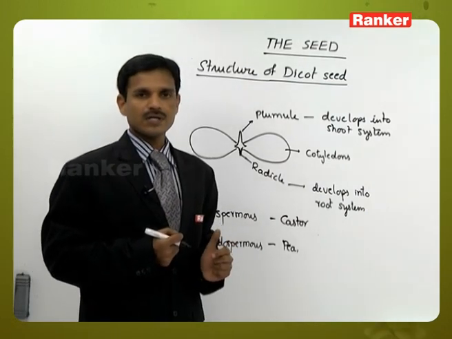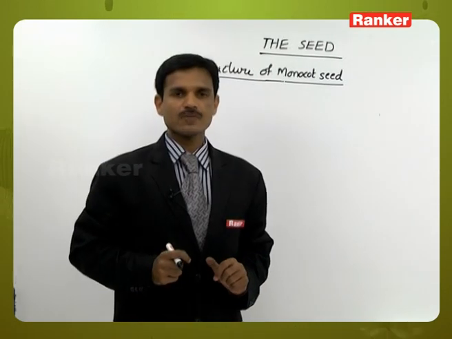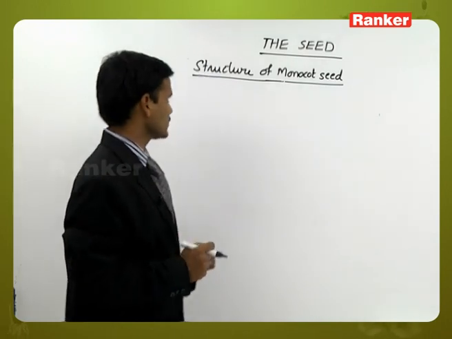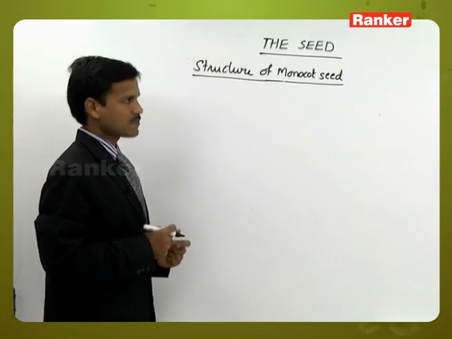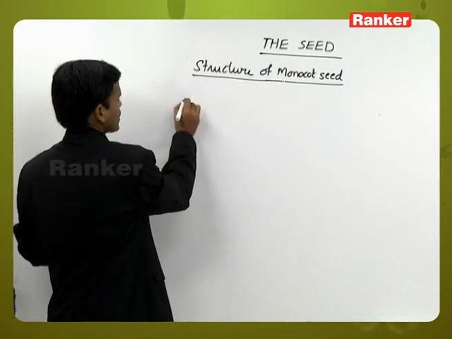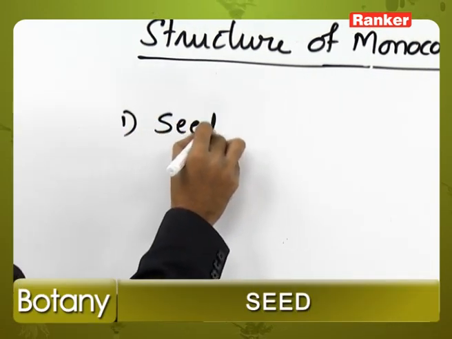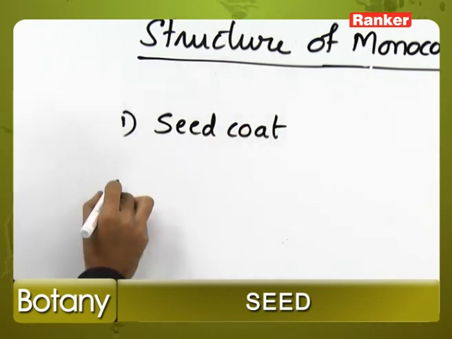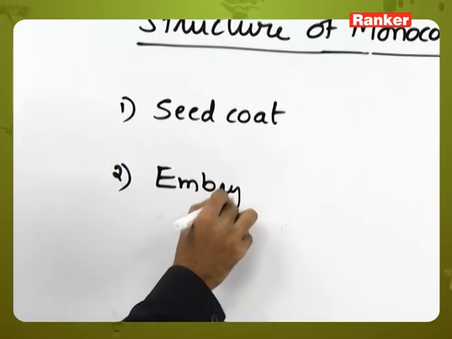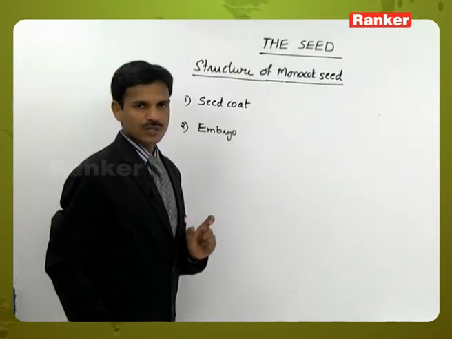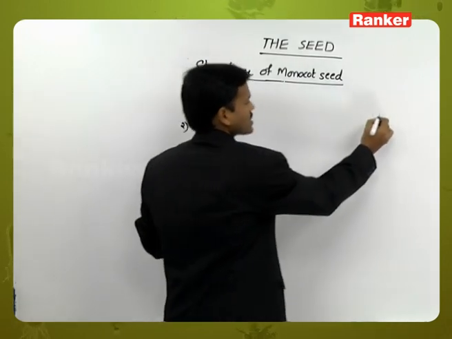Let us discuss the structure of the monocot seed. In monocot seeds like rice, wheat, maize, only one cotyledon is present. Mainly there are only two parts, the seed coat and the embryo.